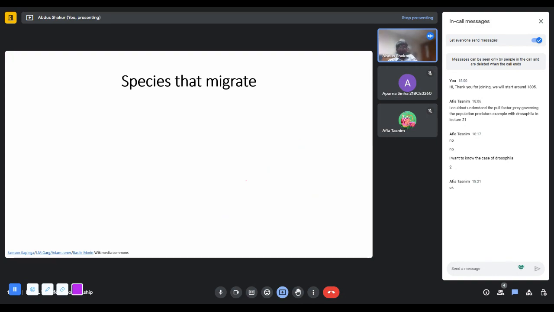Can you guys guess some species, or species groups, that migrate regularly, or that you might have heard migrate? Do you know of any species that migrate?